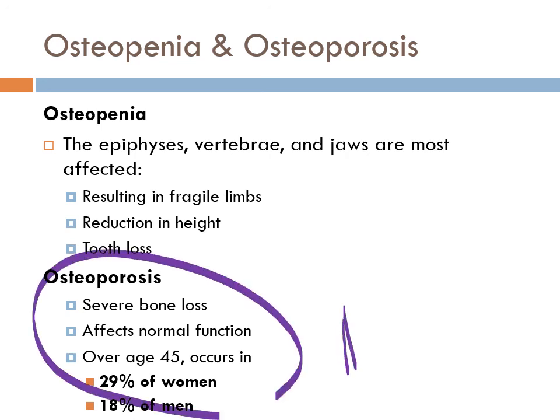Osteoporosis is number two. So after osteopenia, if osteopenia becomes severe, it turns into osteoporosis. So osteoporosis is where you have severe bone loss, affects your normal functioning, occurs over age 45 in about 29% of women and 18% of men. So this is where you get those multiple compression fractures in the spine. You're at much higher risk of bone breaks and decreased calcium reserves in your body.